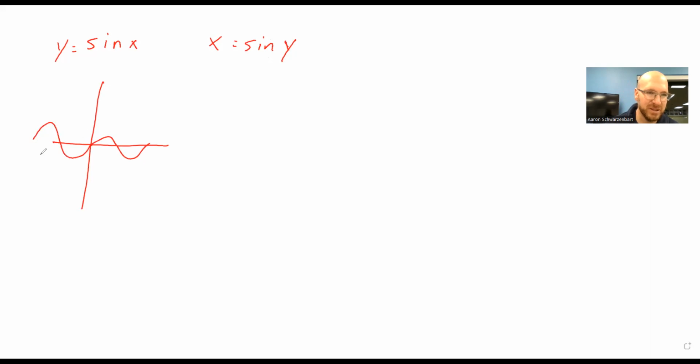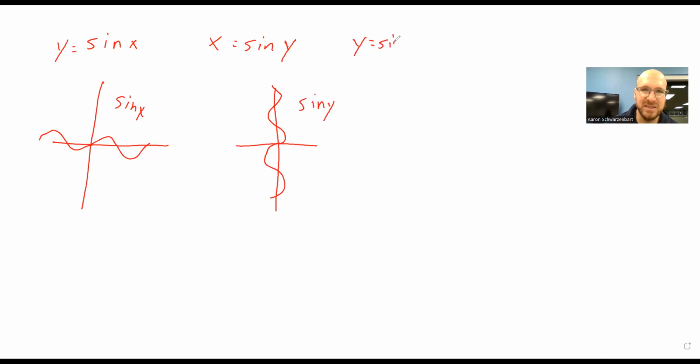Oops. Those should be the same height. Let's try again. And I'm making a rough sketch to help you get the idea. Now you'll notice here that sine of y does not pass the vertical line test. And when I rewrite this solving for x, I get y equals the inverse sine.